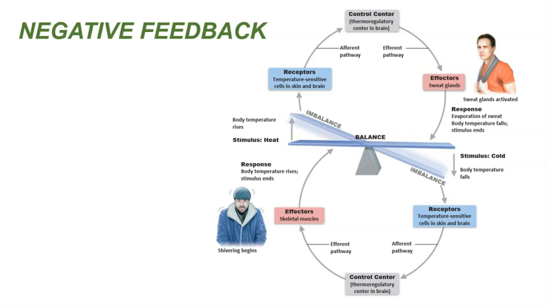If the initial stimulus was cold external temperatures on a cold day, the effector that would be activated are skeletal muscles, and these would cause us to shiver and our muscles to generate additional body heat.